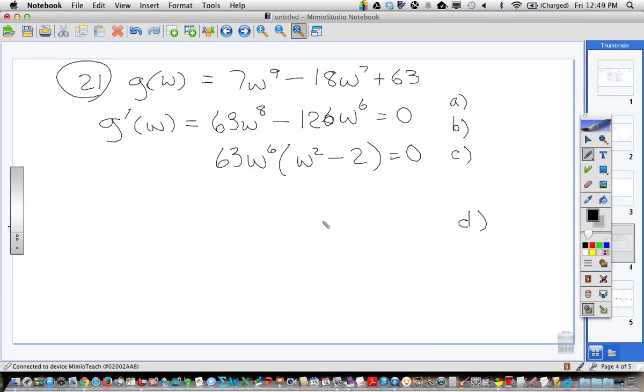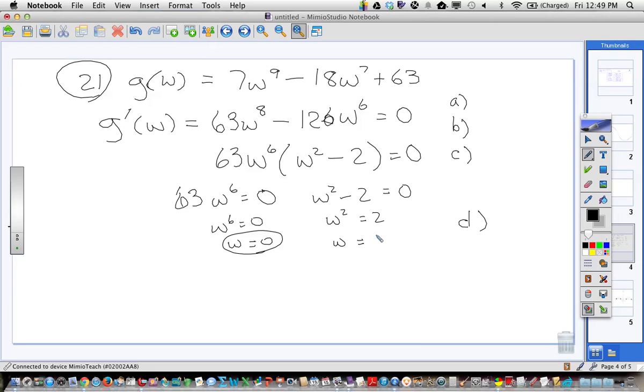Correct? Now, why did we factor? Not so we could divide, but so that we could set each of the factors equal to 0. On this one, we can divide now by 63, which tells us w to the 6th is 0. And then the 6th root of 0, of course, is 0. And then here we would add 2 to both sides. And what do you get when you square root? Plus or minus. Very important that you have both of those. Plus or minus square root of 2.